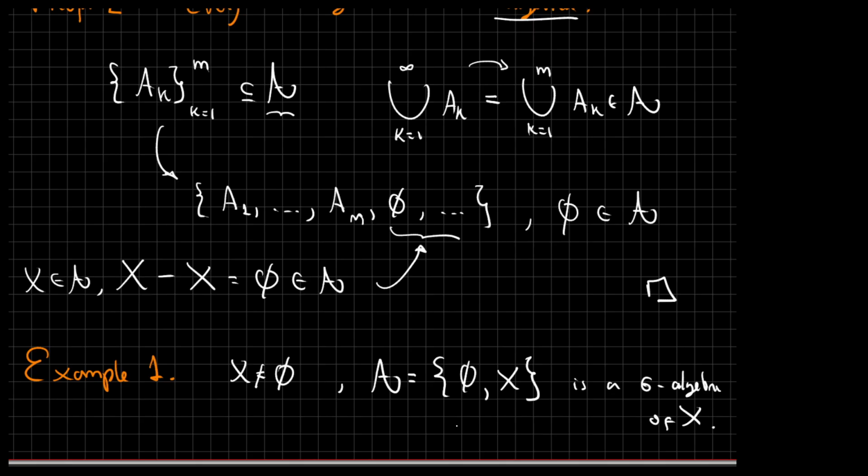The only combinations are this, and this. And this is the empty set, which is an element. This is also the empty set. This is also the empty set, and this is X. So for every difference, the result is always an element of A.